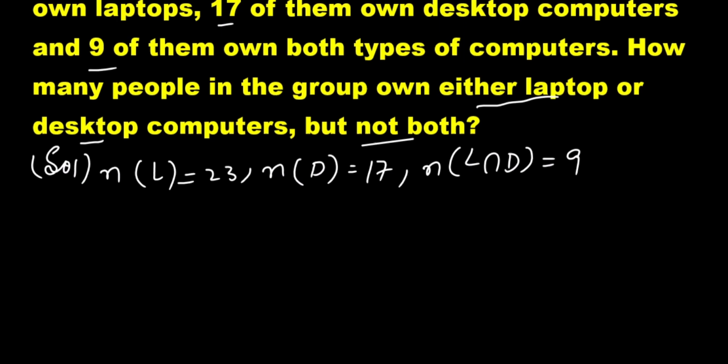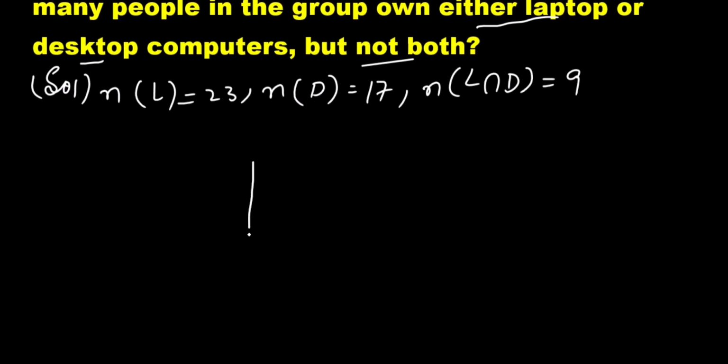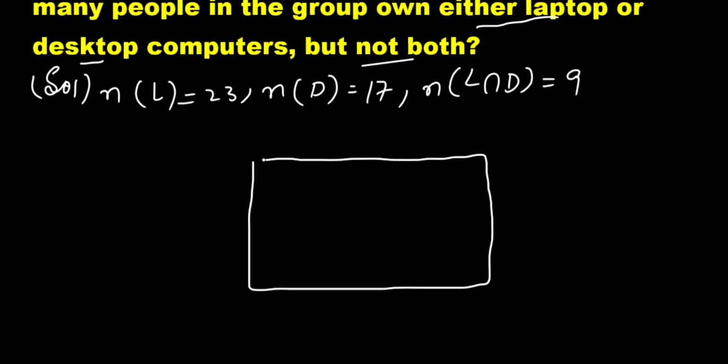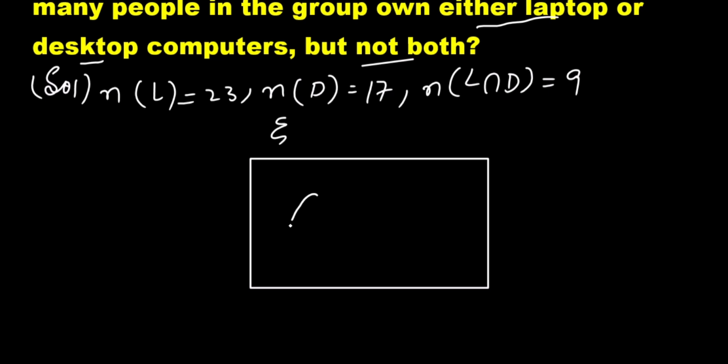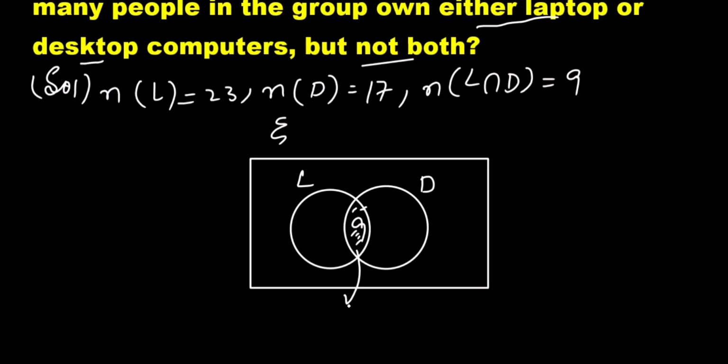So firstly we draw a Venn diagram here. This is my universal set denoted by Xi. These are the people who have their own laptop denoted by L, and these are the people who have their own desktop. This set is denoted by D, and their intersection is given by 9. This is the intersecting area denoted by N of L intersection D here.